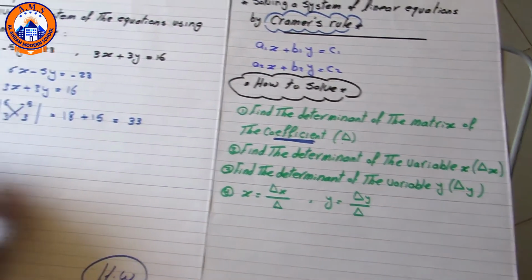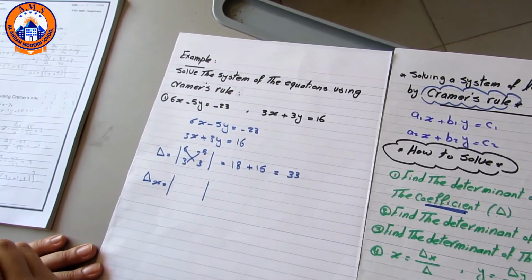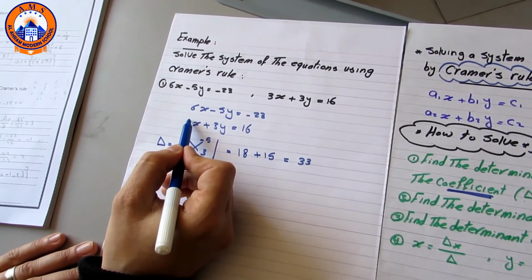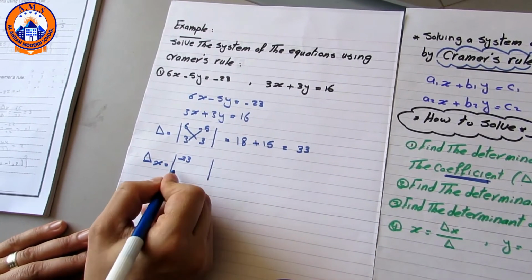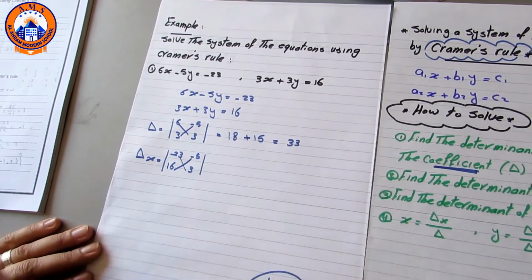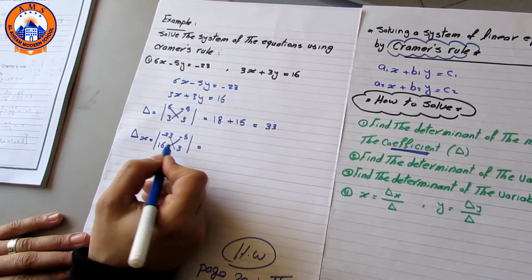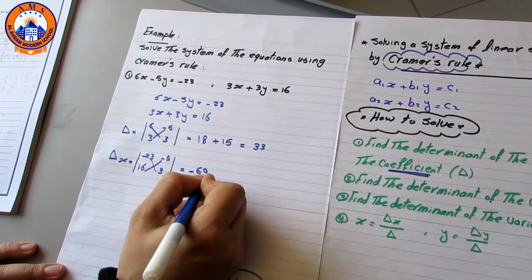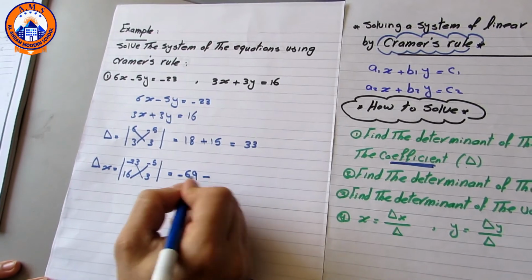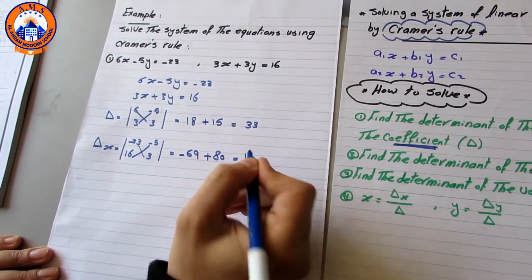Delta x. So delta x equals what? At delta x, you have to cancel the coefficients of the variable x and write the constants, negative 23, 16, and write the coefficients of y, and cross multiply. Negative 23 multiply 3 is negative 69, minus 16 multiply negative 5, which is negative 80, and the negative makes it positive. Negative 69 plus 80, the result is 11.